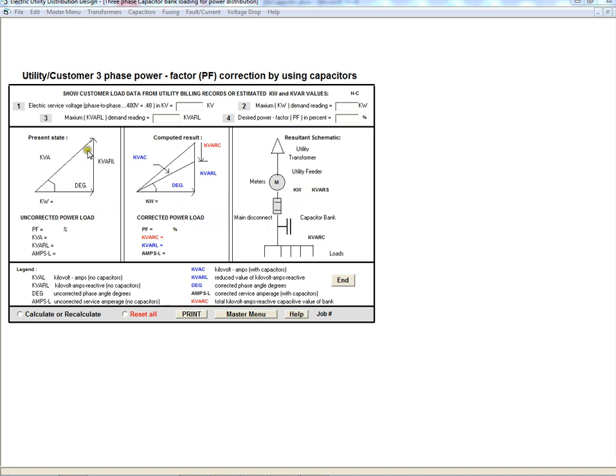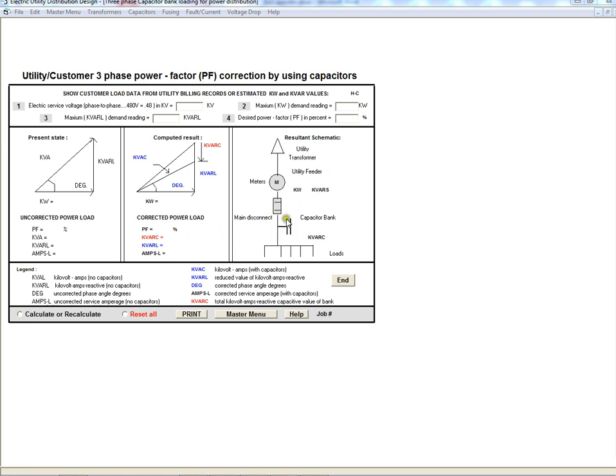Well, we've got three diagrams here: a present state diagram, a computed result diagram, and then an electrical schematic type diagram. The present state is going to reflect those conditions as they exist in the field at the present time, based on the parameters that were given to us. The computed one is going to show what the changes are between the present state and the future or computed state as far as the power factor of the system is concerned.